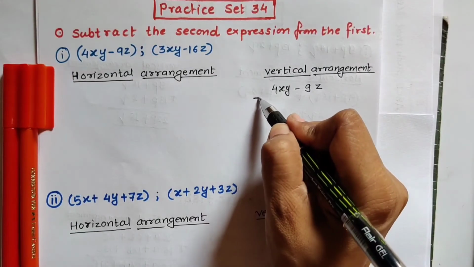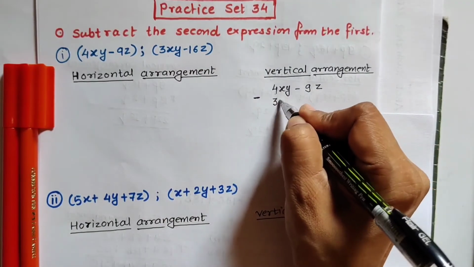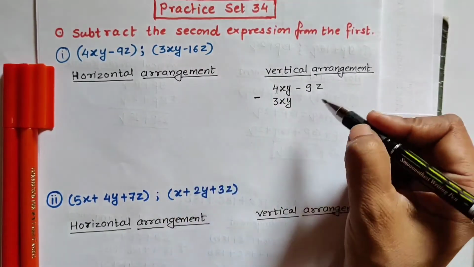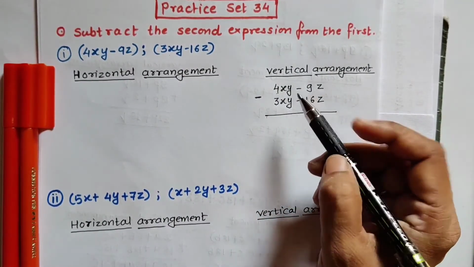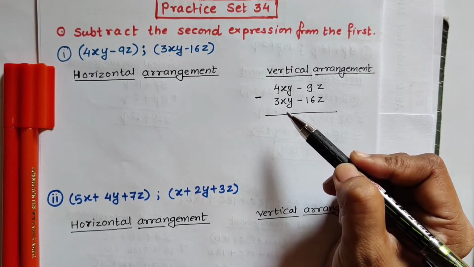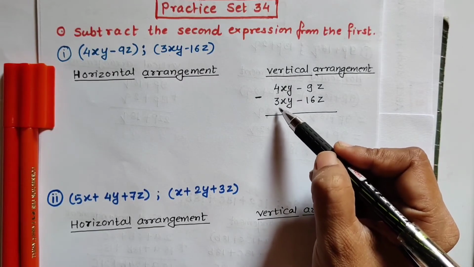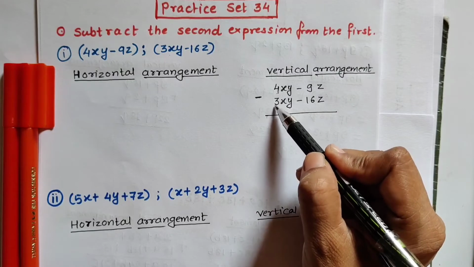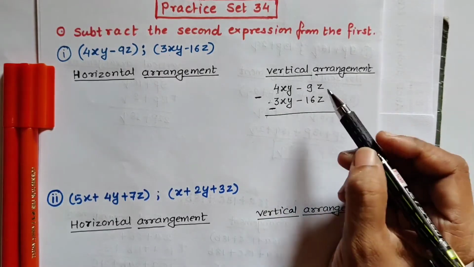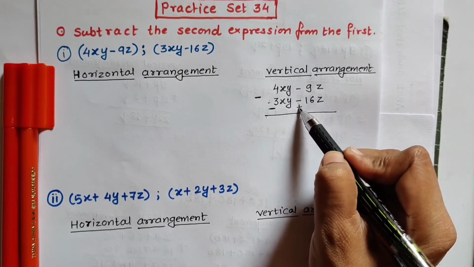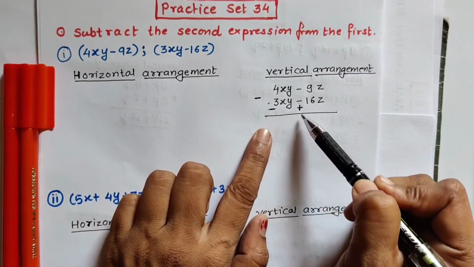Now see, I am writing the subtraction sign here, and then below 4xy I am going to write 3xy and minus 16z below 9z. Now see children, when we do the subtraction, we change the sign of the terms of the expression which is written below. The second expression, we are going to change the sign of the second expression. Now plus 3, no sign means plus sign is there, so plus 3 will become minus 3xy, and minus 16z will become plus 16z. Always see that when we do subtraction, we have to change the sign of the expression which is written below.